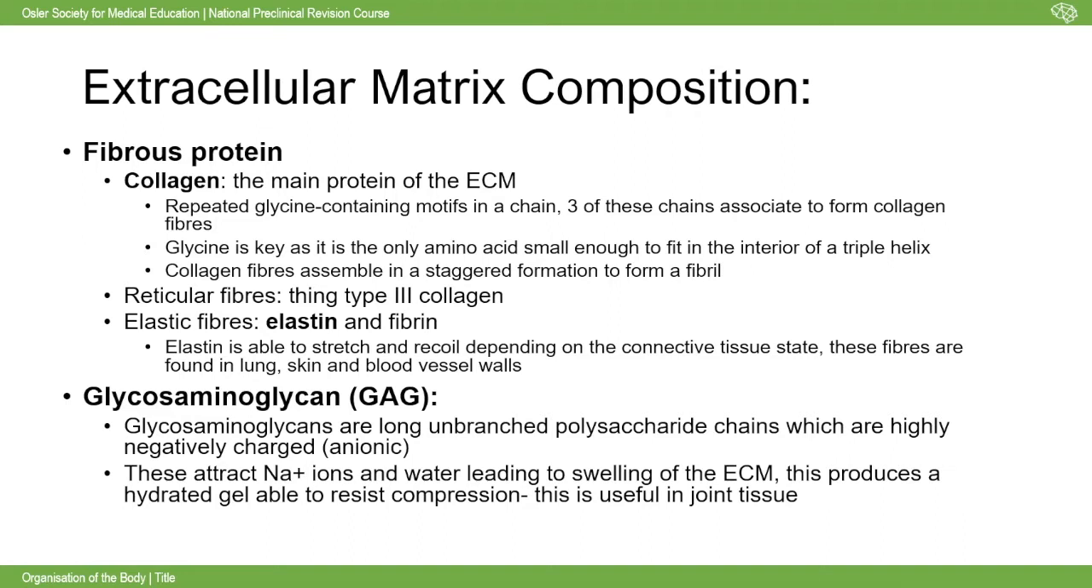So collagen is actually formed of repeated glycine-containing motifs in a chain, and 3 of these chains will associate to form collagen fibers. It's key that we have glycine-containing motifs because, in forming these triple helices, there's very little space in the interior of that helix. So you want to make sure that it's a very small amino acid that's able to fit within the interior of that helix. And in this case, only glycine is appropriate for that.